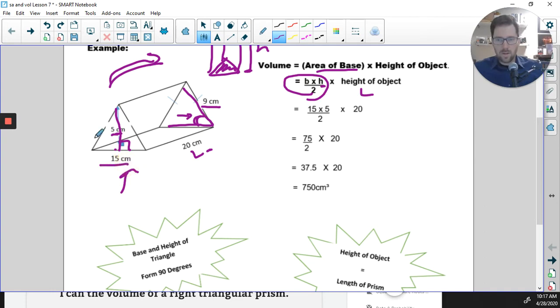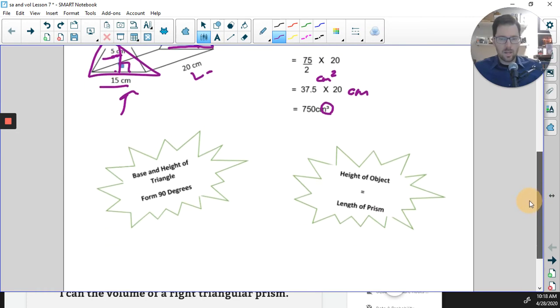So we've got our 15 from down here. We've got our 5 from the height divided by 2. That'll give us the area of the base of this whole section of triangle. Okay. Times 20, because that's the length. 15 times 5 is 75, divided by 2, 37.5, times 20 equals 750 centimeters cubed. Remembering that we're going centimeters times centimeters times centimeters, because this area here would be centimeters squared, and this would be centimeters. So because we're multiplying them again, we're going to get centimeters cubed. There's 3 centimeters being multiplied in there.